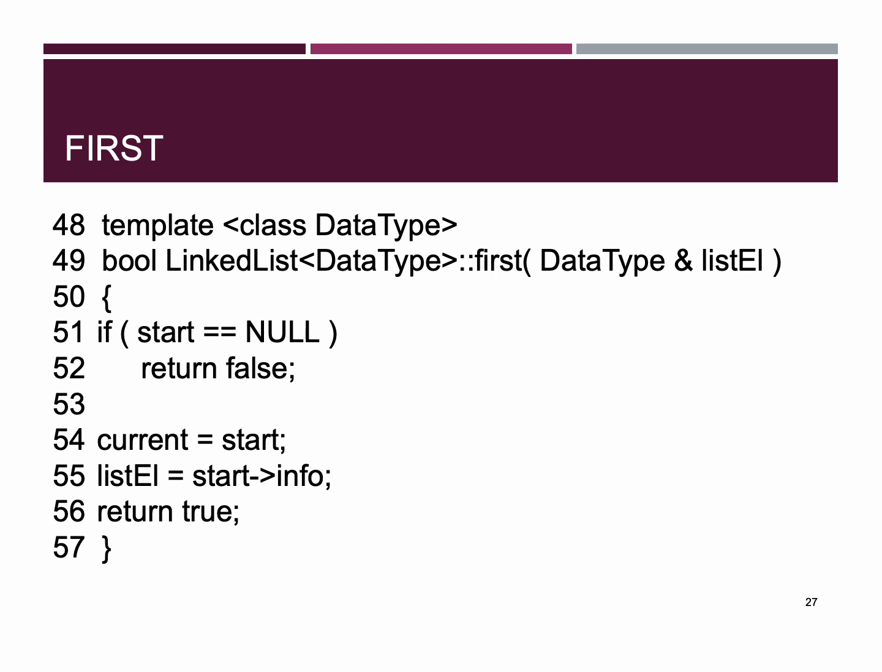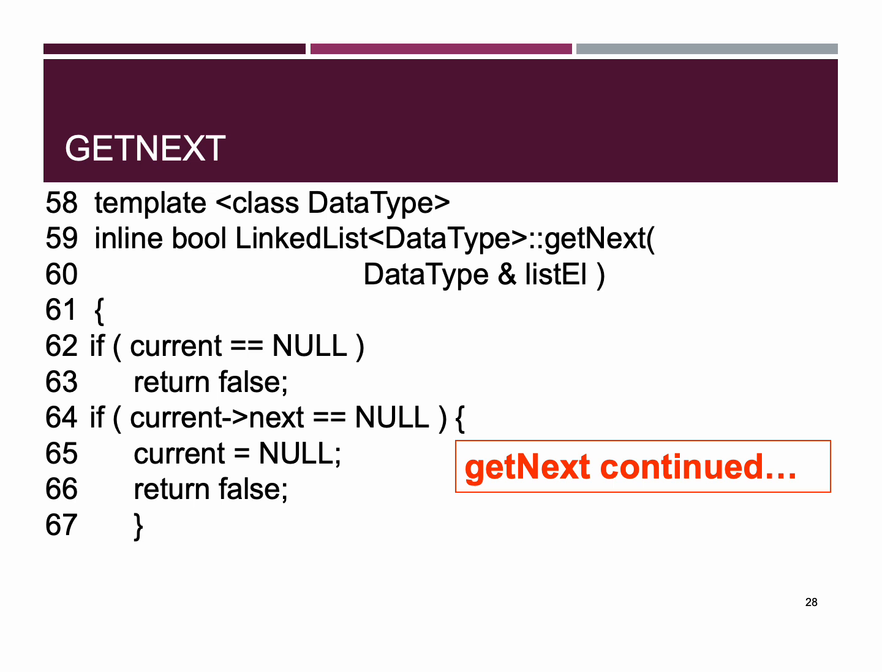Then we'll now move to getNext. Now, getNext allows us to traverse the linked list and retrieve the next element after the current one. First, we check if the current is null. If it is, it means we are not currently pointing to any element, so there is no next element to retrieve. In this case, the function returns false.